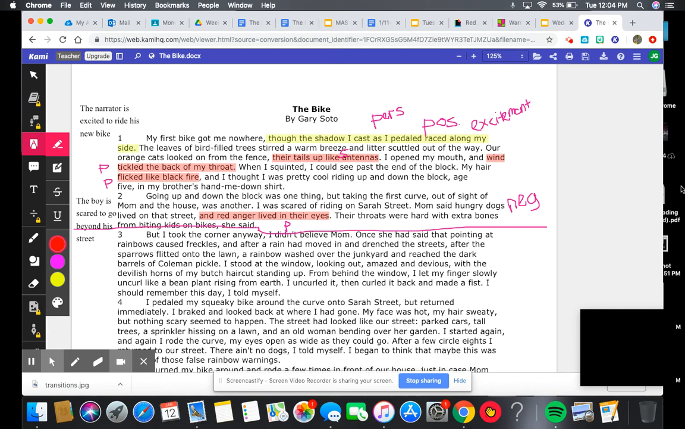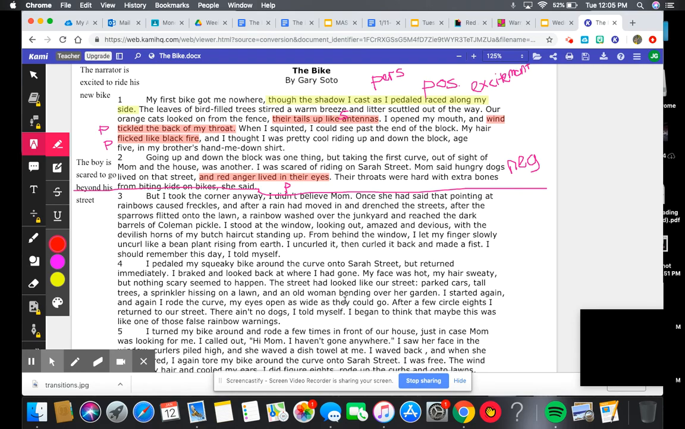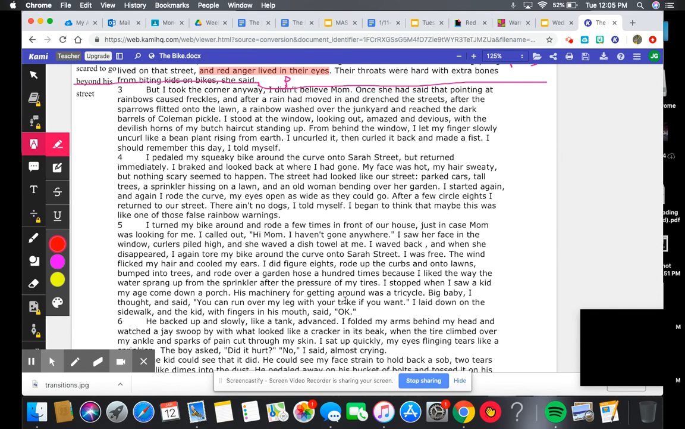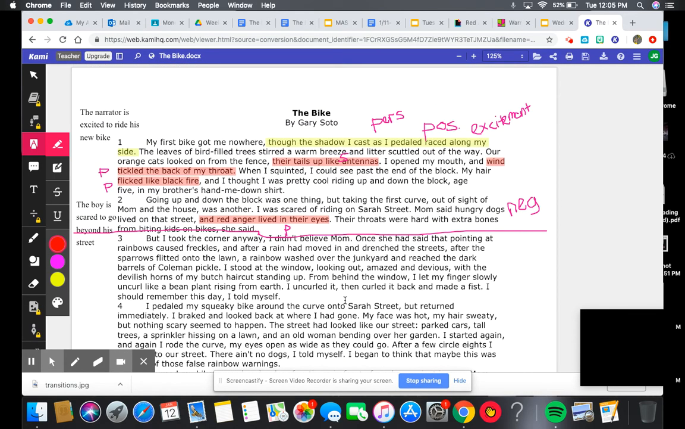So again, that could actually be a metaphor, comparing the throats to extra bones and being hard. So all of that is negative, and again showing that he's a little bit hesitant and a little bit fearful to continue riding on. Once you have gone through, make sure you've done that for all of your paper and made those annotations. Again, if you don't have a paper copy, ask your teacher. They probably have one. If not, make notes on a piece of notebook paper.